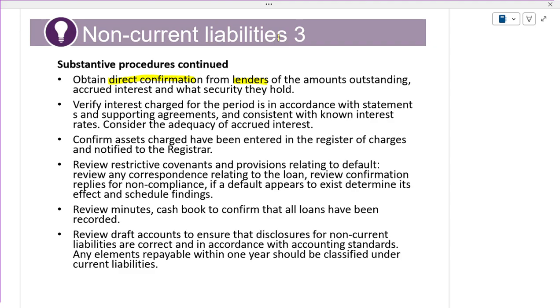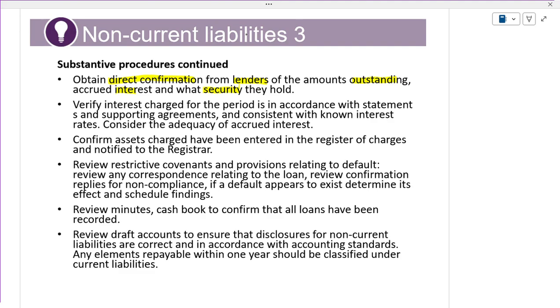You have internal confirmation, and you have external confirmation. You have to get the direct confirmation from the lenders, so that evidence will have more weightage. It covers the amount outstanding, the amount of interest, and against which security the loan has been taken. What is the guarantee? As we are talking about guarantees, if the client is taking loans, definitely they have to give a guarantee.